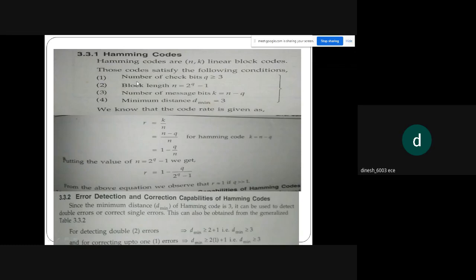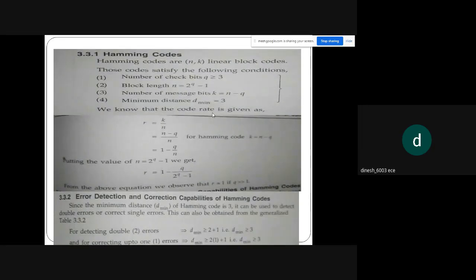One is the number of check bits q which we are obtaining should be always greater than or equal to 3, and the block length should be 2 power q minus 1. Block length should be in this way. For example, for q equal to 3, we will have 2 power 3 as 8, 8 minus 1 is equal to 7. So block length will be 7.